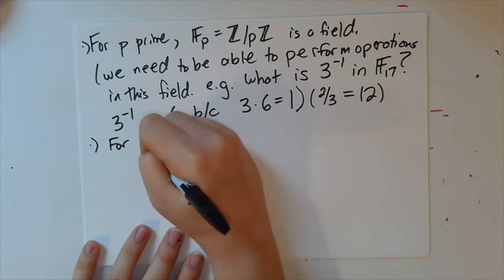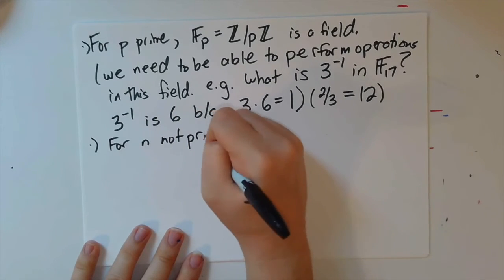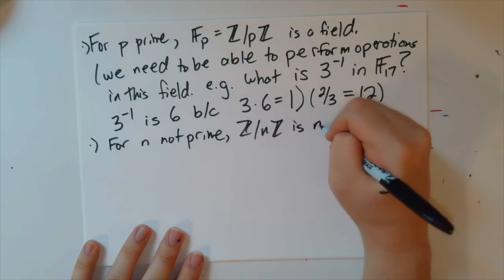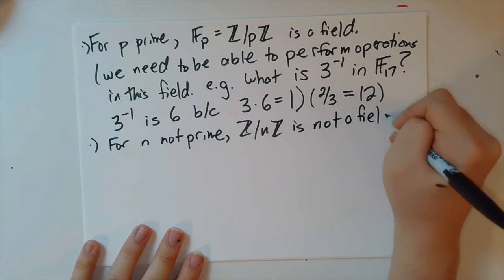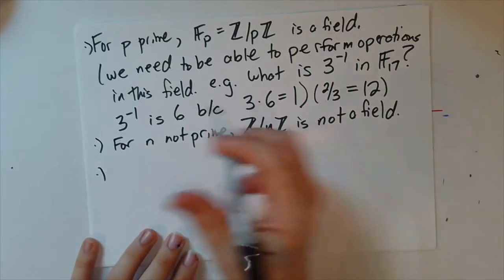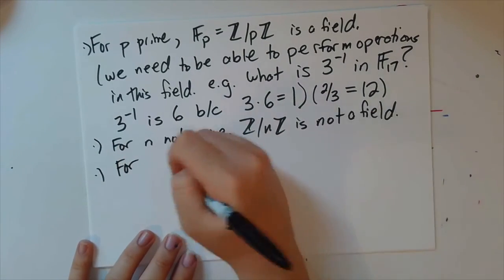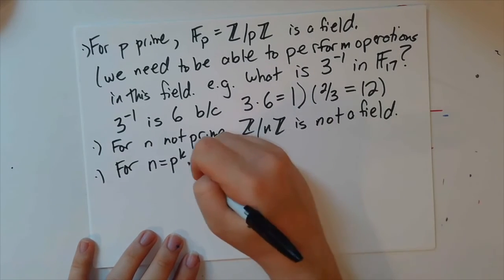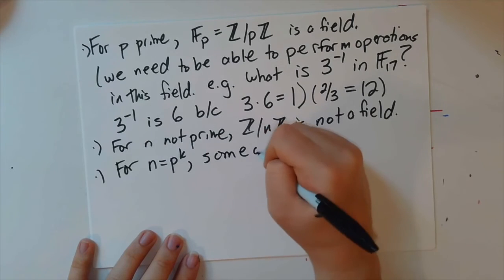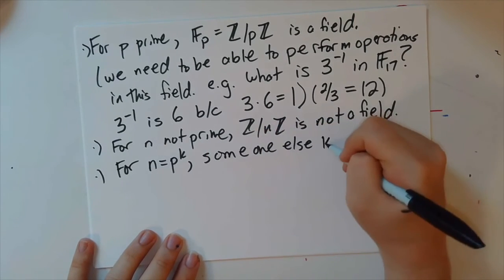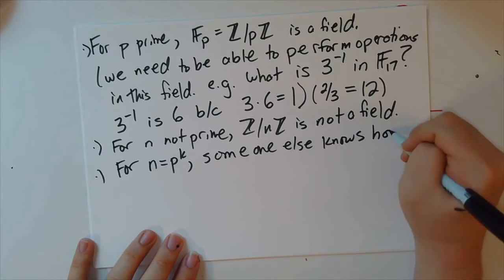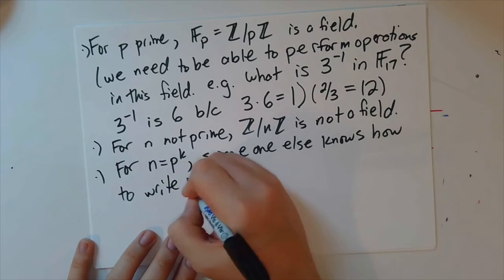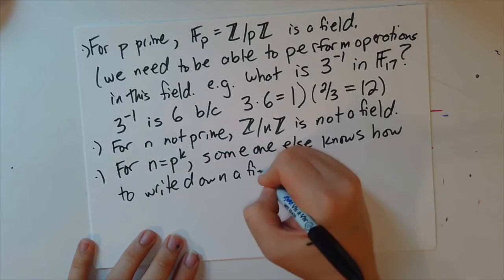We need to know that for n not prime, Z mod nZ is not a field. We need to know that for n equals p to the k, that is, for n a prime power, someone other than us, someone else, knows how to write down a field with p to the k elements.